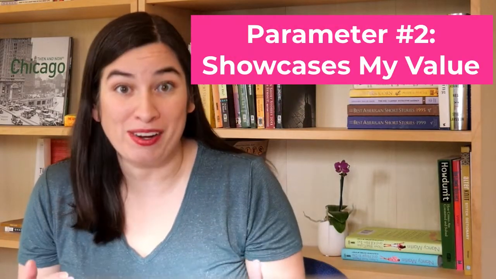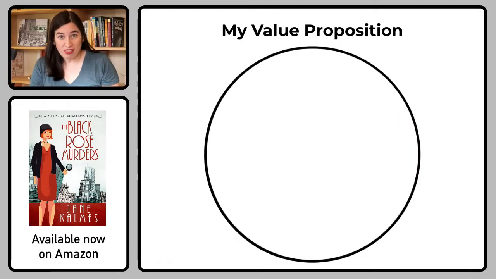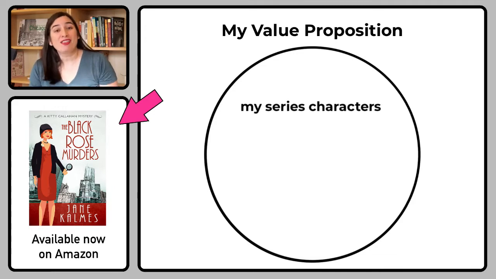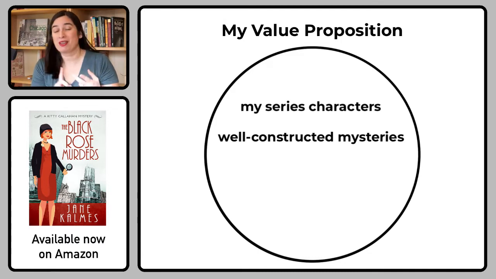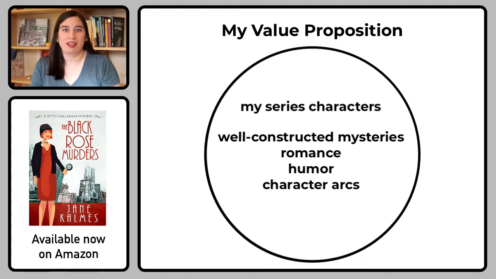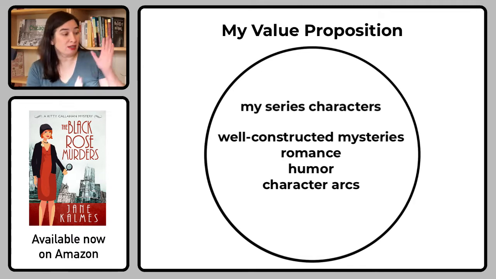My second parameter really follows straight from this one. I want to showcase my value proposition as a writer. What do I have to give that is worth people sticking around for? Well, one thing I definitely have to showcase is my series characters. So I'm going to be using as the protagonist of this lead magnet the protagonist from my first book, The Black Rose Murders. The other things I have to offer, the things that I think I am really good at, are well-constructed mysteries, romance, and humor. And I also think I'm pretty good at writing mysteries with good character arcs for the sleuth. So I'm going to try and write a novella that takes advantage of at least most of the things in this circle here.